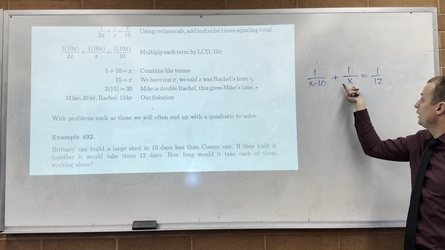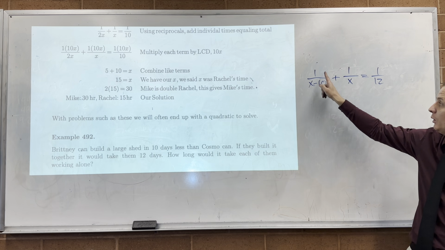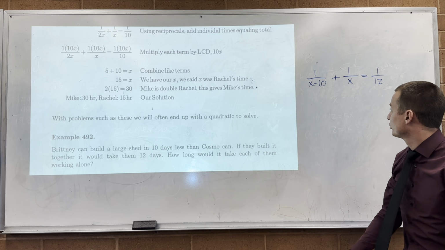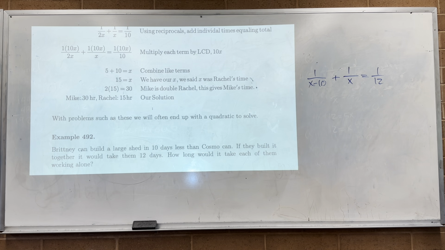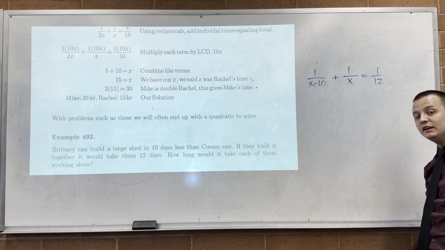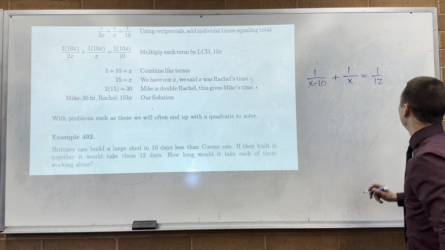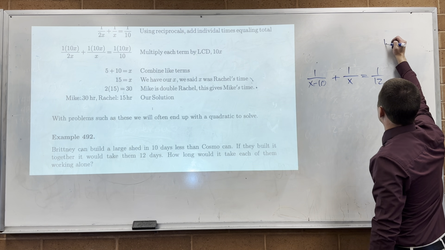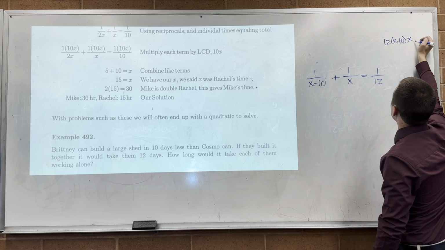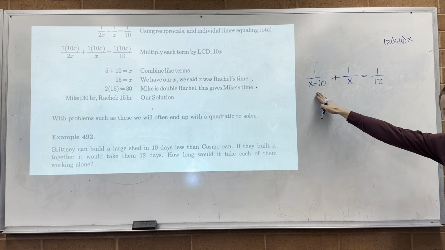So you can think about rate plus rate equals rate, or you can think about 1 over first time plus 1 over second time equals 1 over total time. However it helps you think about it. Anyways, now that we got this, we just need to multiply everything by their least common multiple. Their least common multiple in this case is going to be all the numbers. It's going to be 12 times x minus 10 times x. So I'm going to multiply everything by that.